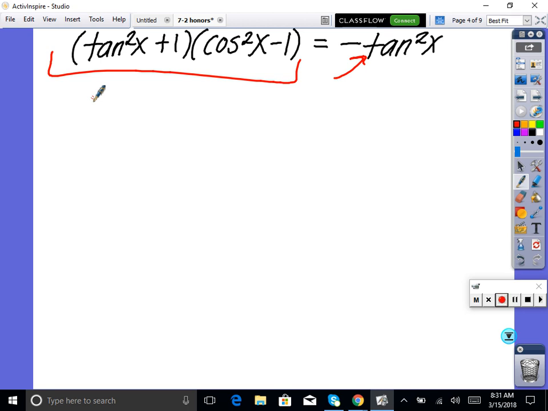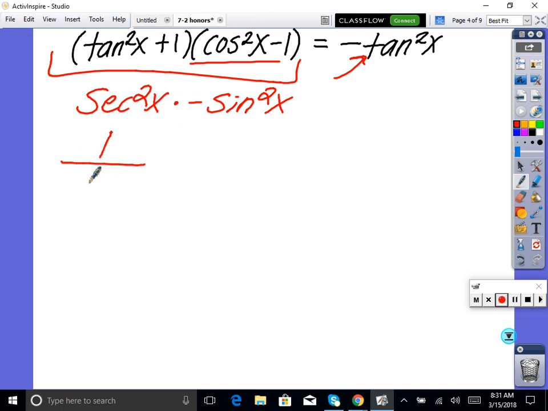Well, remember how I gave you an identity paper? You should definitely have that out. That is what? So we have secant squared x, and then what's this? Careful. Negative sine squared x. Everybody? So times negative sine squared x, and then you'd say secant is 1 over cosine of x, times negative sine squared x. You have to show work.